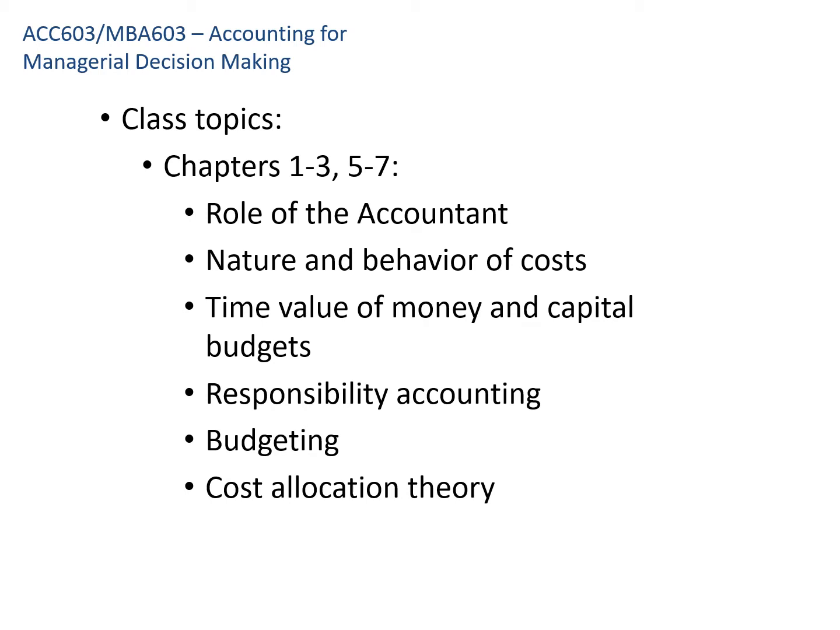So an overview of the first half of the class. Chapters 1 and 2 talk about the role of the accountant, which I'll talk about in a big picture sense. There wasn't an awful lot of meat in chapter 1, but we'll talk about that. I really like talking about the nature and behavior of costs, because once you understand how costs behave in an organization, it can help you predict the future. It can help you say, this is what will happen if, which is invaluable to businesses that need to make decisions about what course of action to take.